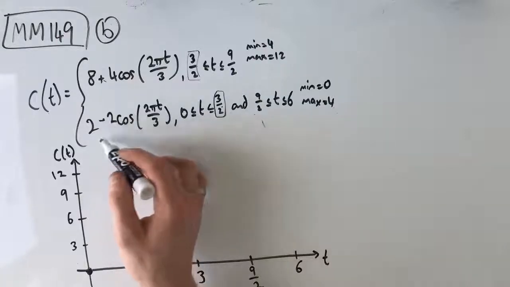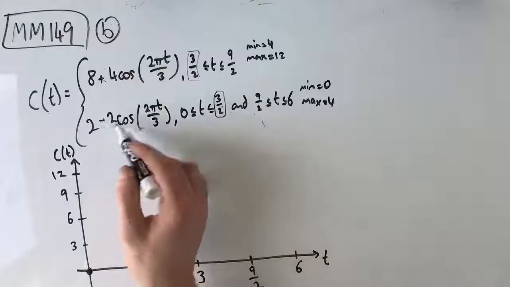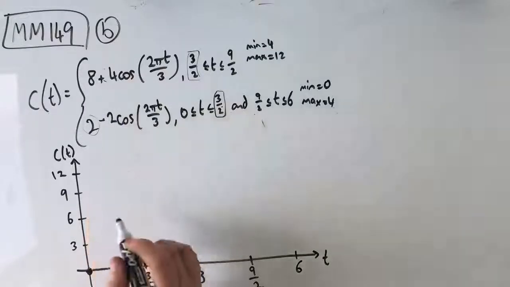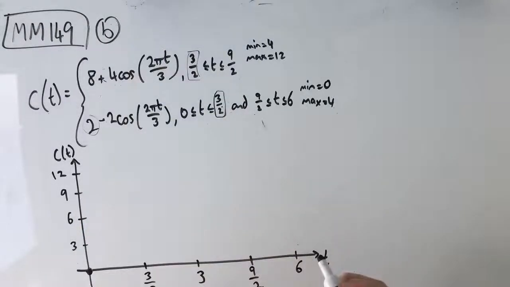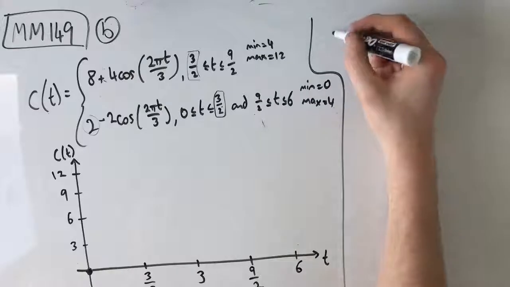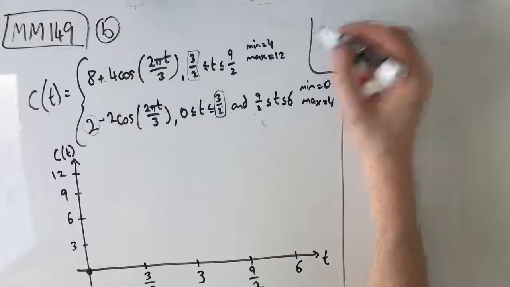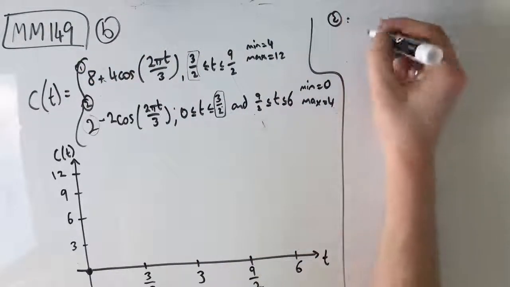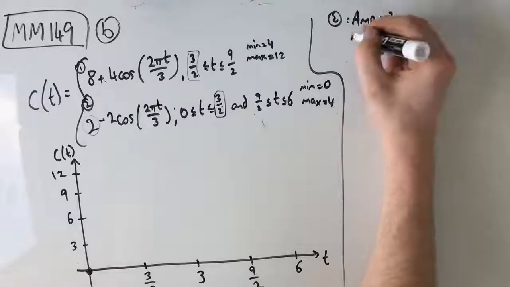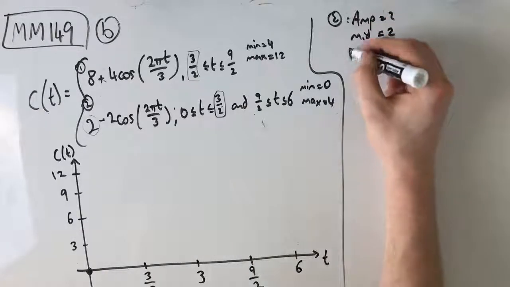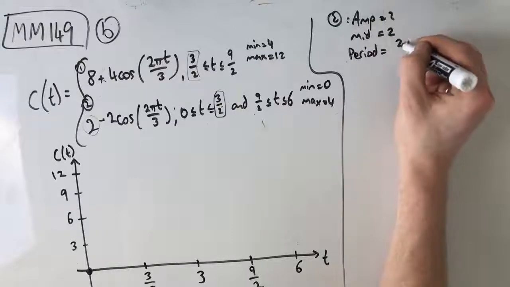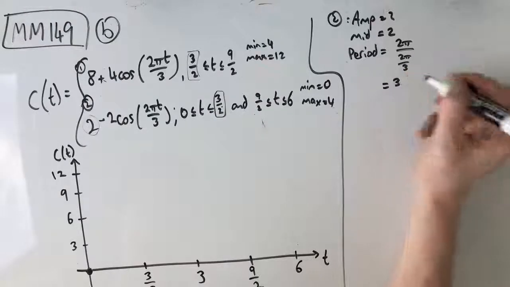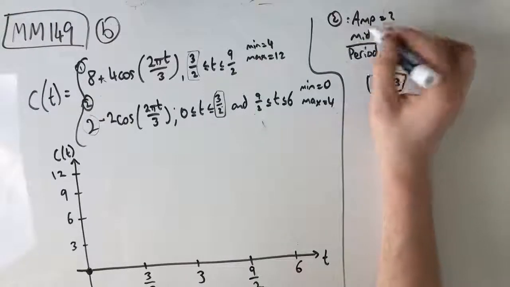So for this graph here, our midpoint is going to be this point here, which is 2, and our amplitude is going to be 2 as well. So let's maybe write that. There's a lot going on here. So for this one here, let's call this equation 1 and this equation 2. So for equation 2, our amplitude is 2 and our midpoint is also 2. And our period is equal to 2 pi over 2 pi over 3, which is equal to 3. Okay, so period is 3, midpoint and amplitude are 2 each.